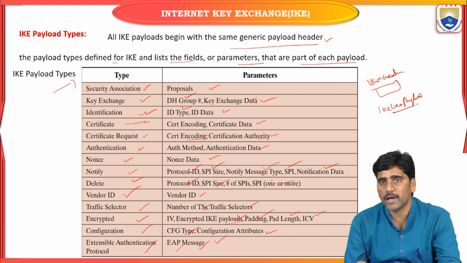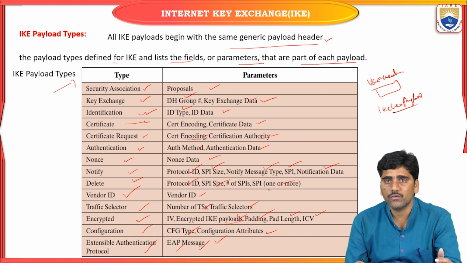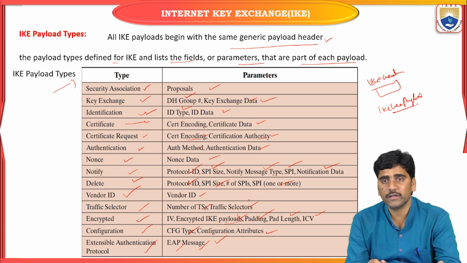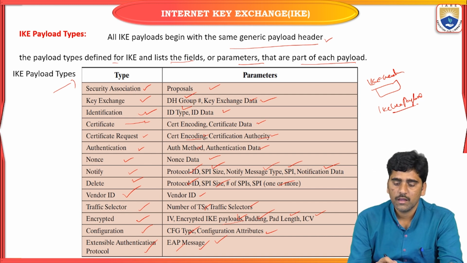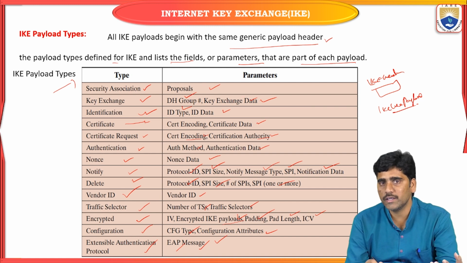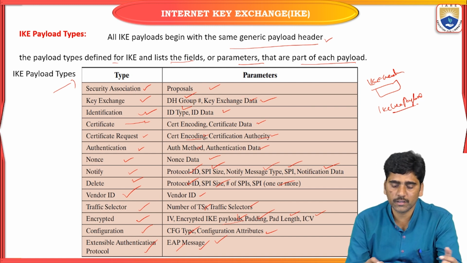So these are all the parameters that indicate which type each and every payload is. These are the different types of payloads in the IKE payload types. Security association, key exchange. Security association is used for providing security between two parties. Key exchange is the mechanism used for exchanging the keys for encryption and decryption purposes. Identification: which type of key is being used, whether it is a public key or a private key.